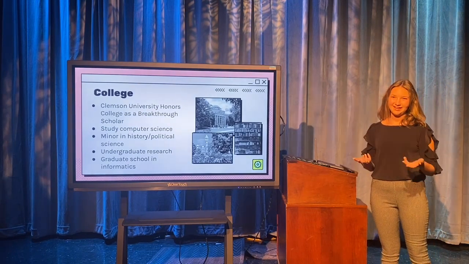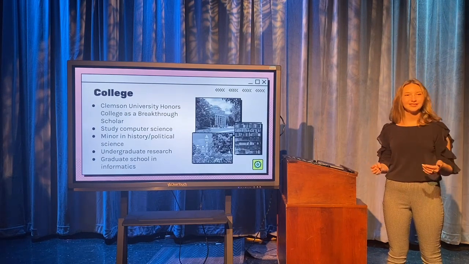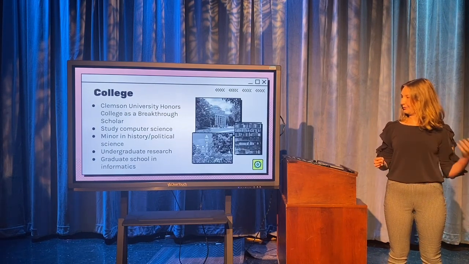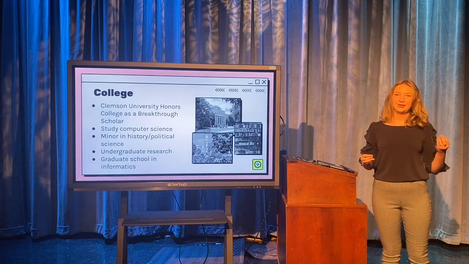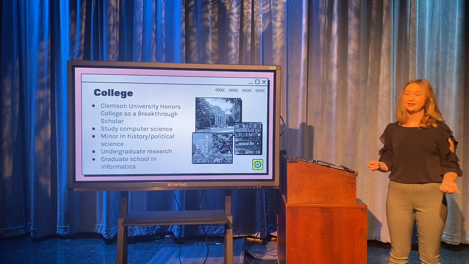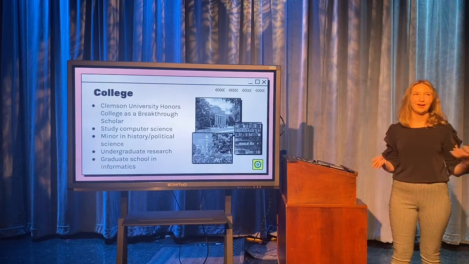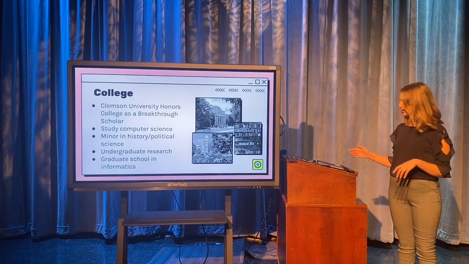I'm going to get my BA in computer science. I plan on minoring in history or political science because of what I want to end up doing as a job, and I'm going to do a ton of undergraduate research. I'm actually going this summer to do undergraduate research on Clemson's campus, and probably afterwards graduate school in either informatics or computer science, depending on what job I want to end up getting into.